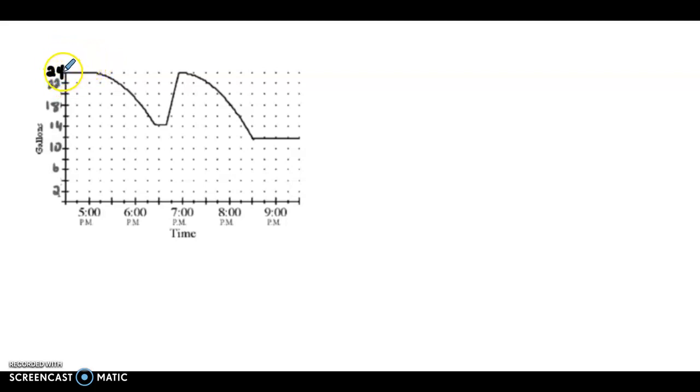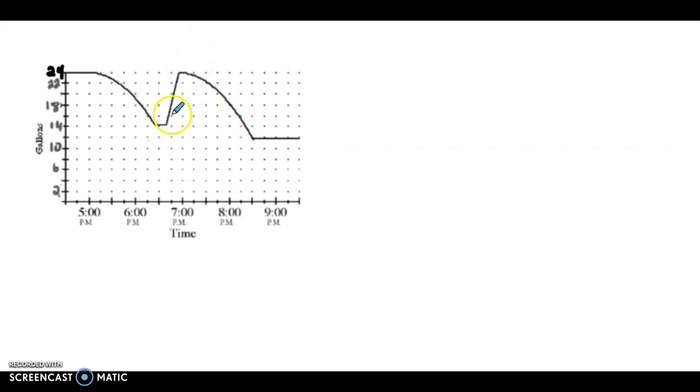So they start off with a full tank of 24 gallons. As they start driving, they start to use up their gas. By 6:30 p.m., they fill up their tank. And I know they fill up their tank because it goes all the way back up to a full tank at 24 gallons. And then they start to drive some more and they use more of their gallons. And then it looks like they stop right there at 12 gallons.